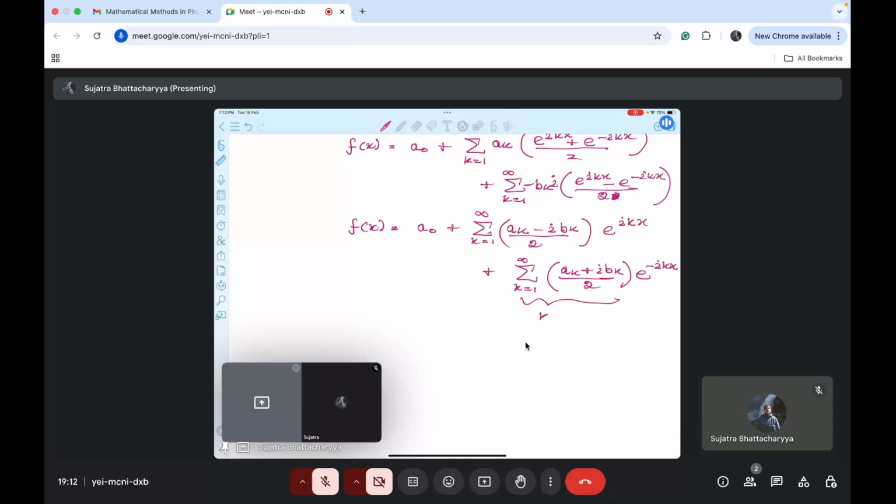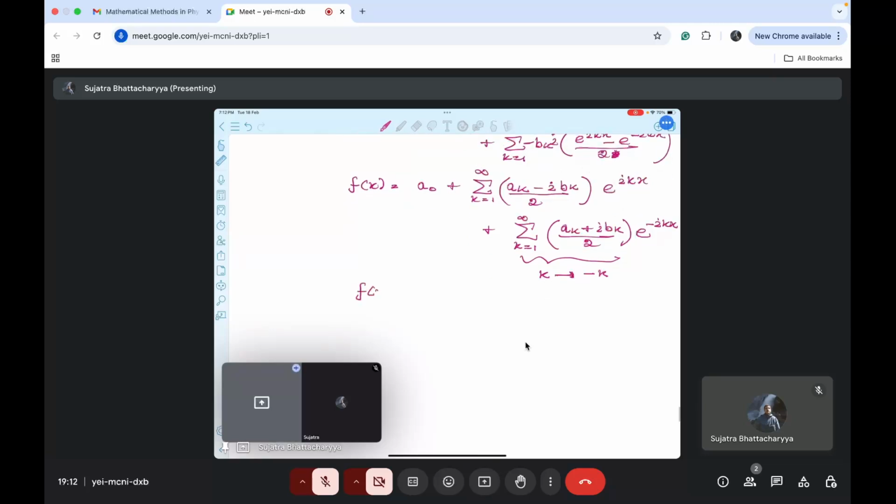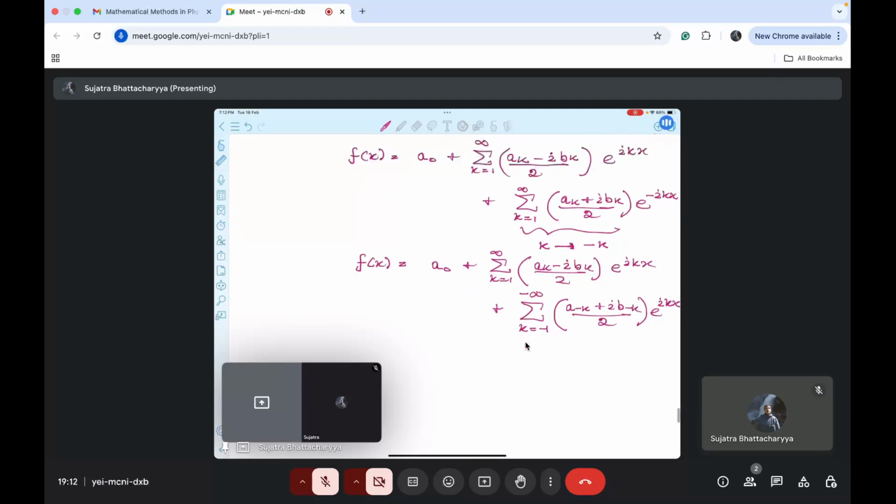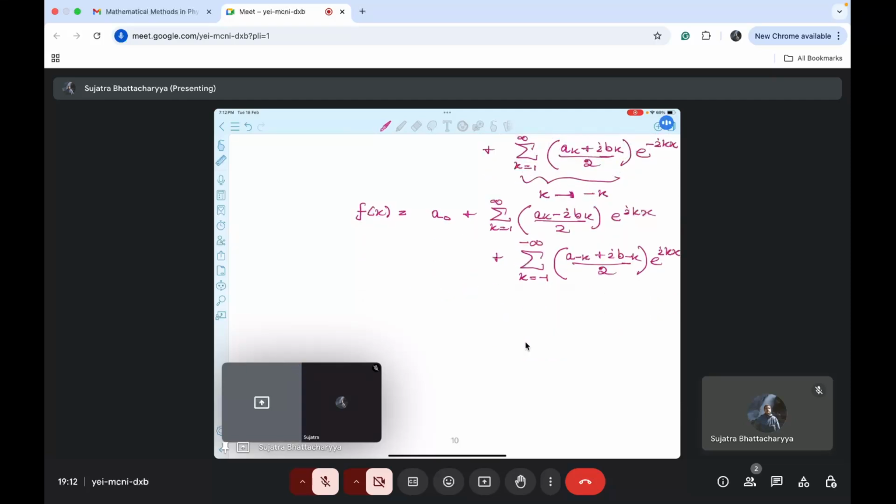Now I will make some changes in the second term. I will change this k to minus k. Once we do that, you keep the first term the same, k is equal to 1 to infinity, ak minus iota bk by 2 e to the power iota kx. This is fine. Plus, now this k will be from minus 1 to minus infinity because k has become minus k: a of minus k plus iota b of minus k divided by 2, e to the power iota kx. All right, this we can do.